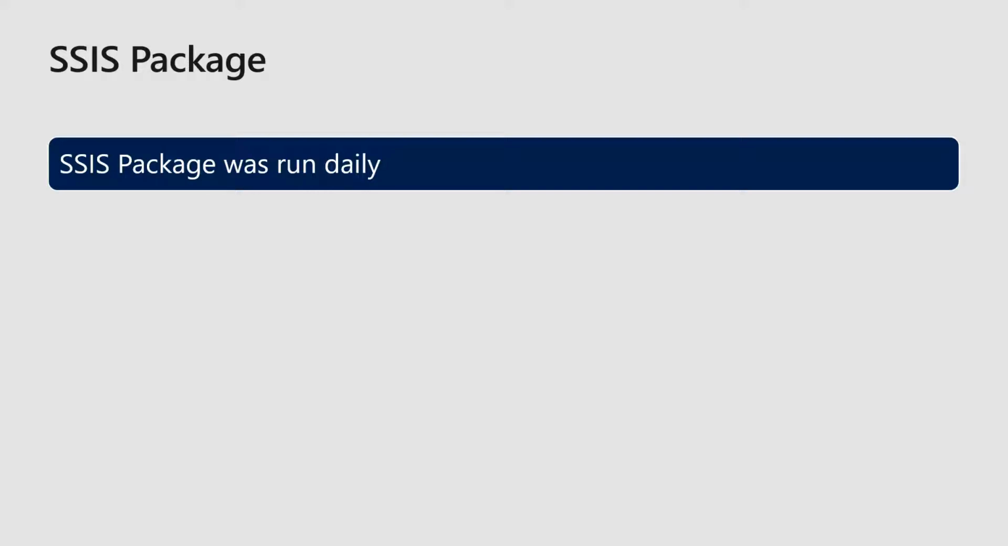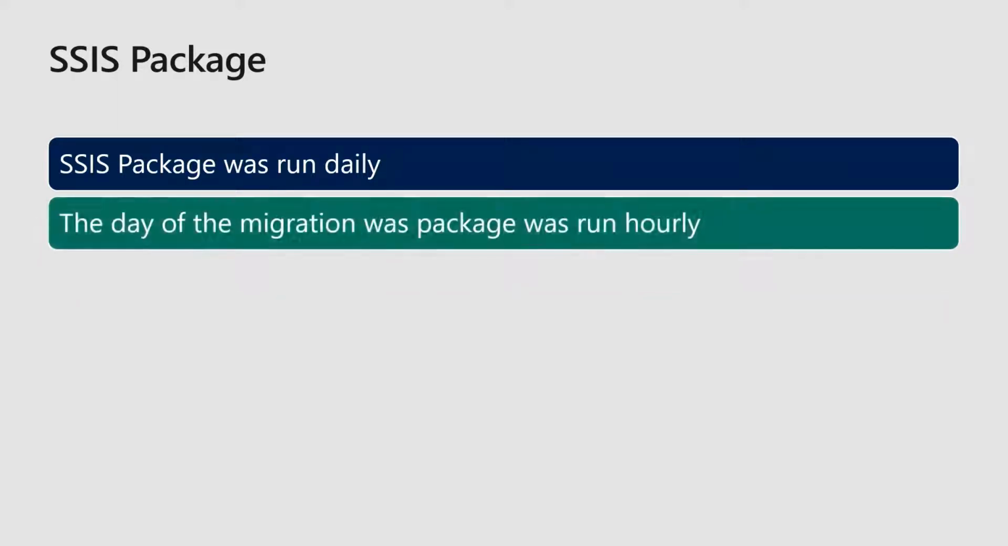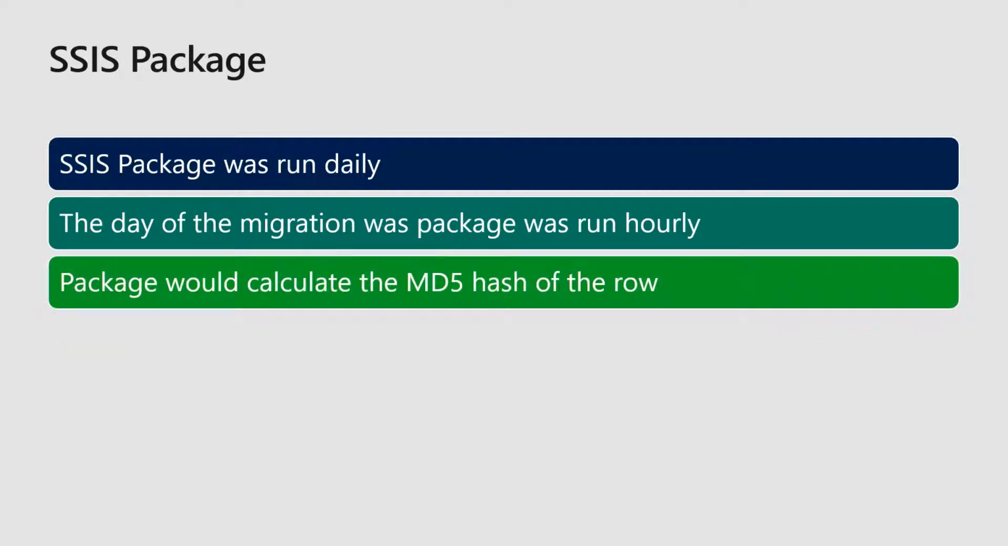We built an SSIS package which ran daily, and I think as we got closer to the migration, we ran it more and more often, because we wanted to minimize the amount of data that we needed to move by the time we actually did the migration. The big thing we did in this package to figure out which rows had to be migrated was build an MD5 hash of the row, and we stored it off in another database.